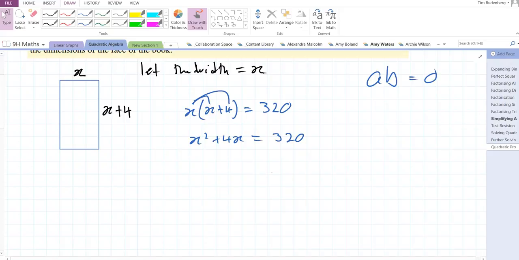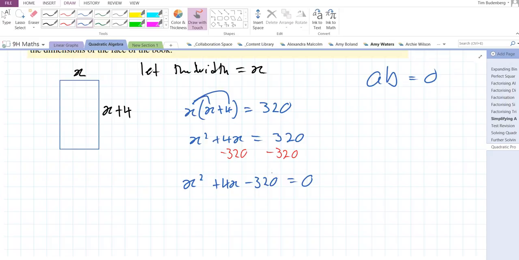Right, now I'm going to remove the 320 from both sides. So take 320, take 320. And we're looking at an equation that is x squared plus 4x take 320 is equal to 0. Now, it's not yet in the form AB equals 0, but we're close. We're looking for factors of minus 320 that add to 4.